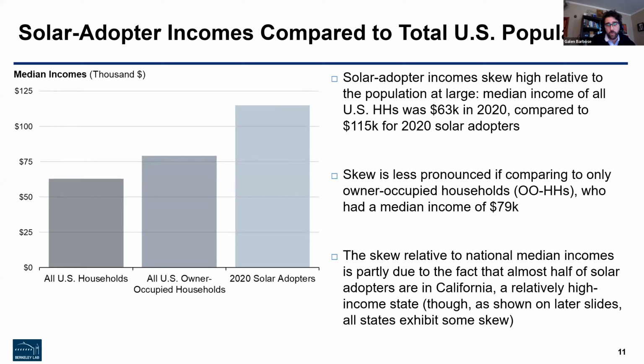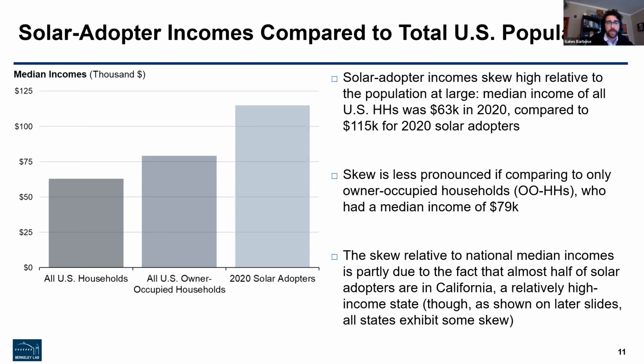Part of that difference, of course, is related to home ownership. Homeowners tend to be wealthier, and most, if not almost all, behind the meter residential solar adopters are homeowners. And so when we control for that, so to speak, by comparing just to incomes of all owner-occupied households, the difference is smaller.